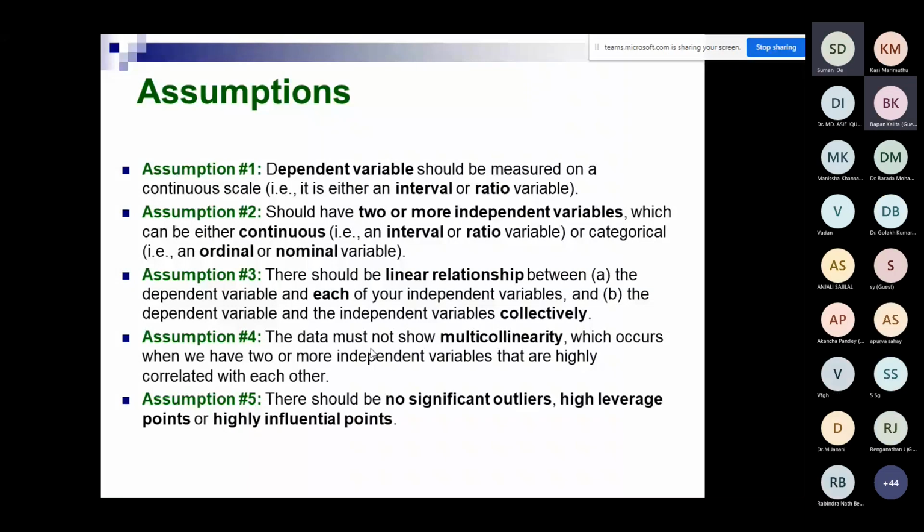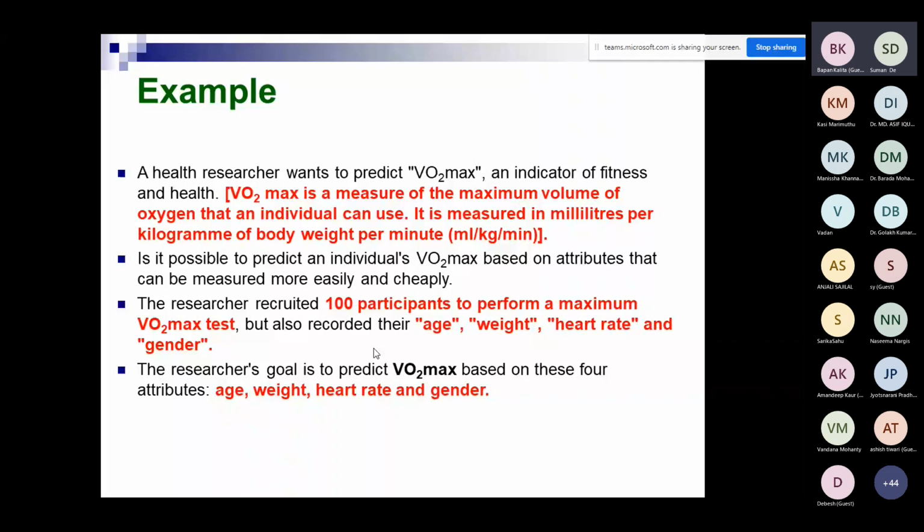Excuse me, sir. If multicollinearity is present, then what should be the step, sir? If multicollinearity is there, we have to remove the particular variable from the analysis. Okay, sir. We need to remove the variable. Yeah.